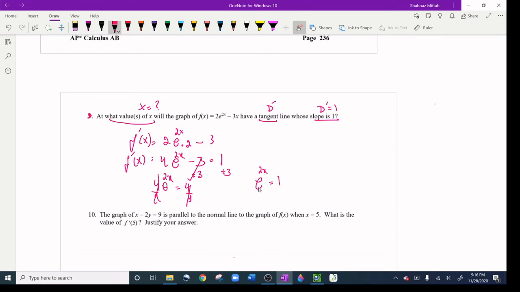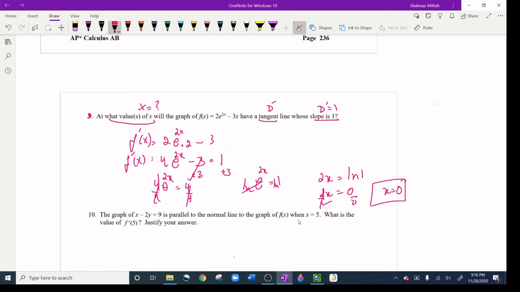How do I get rid of this e so I can get my x values? ln. Okay, do ln both sides. They cancel out each other. I'm left with 2x and ln 1. Now ln 1 is 0. We know that. You divide 2 both sides and it's going to give me x equal 0. So my answer for that one, the x value or values, I just have 1 and it's 0.